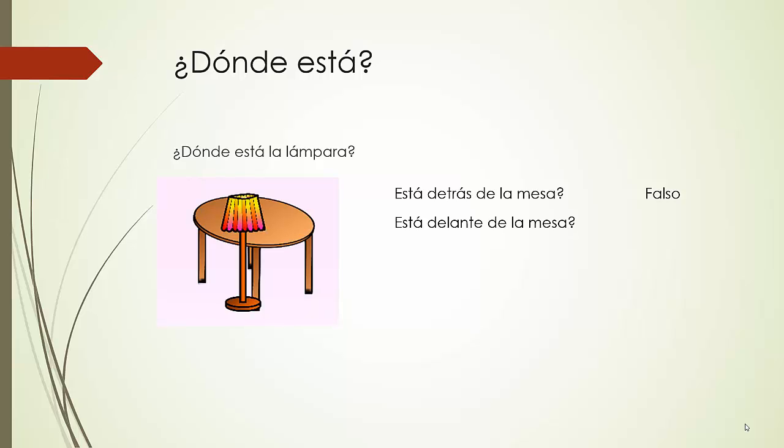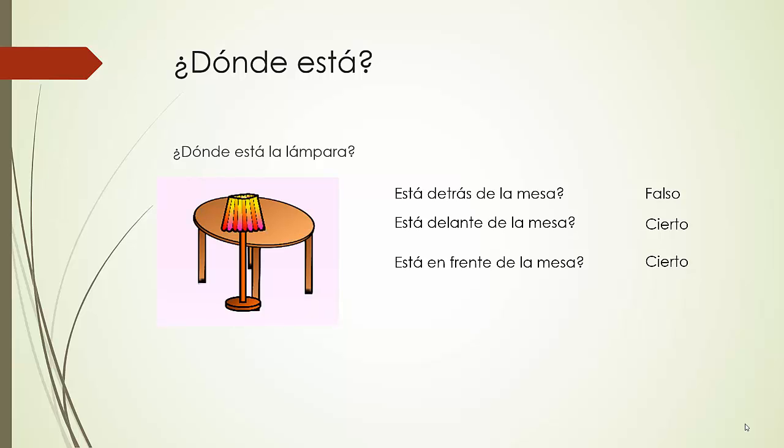¿Cierto o falso? Cierto. Próximo. ¿La lámpara está enfrente de la mesa? ¿Cierto o falso? Cierto. So detrás is behind, delante is in front of, and enfrente de is in front of too. There's really no difference between delante and enfrente de.